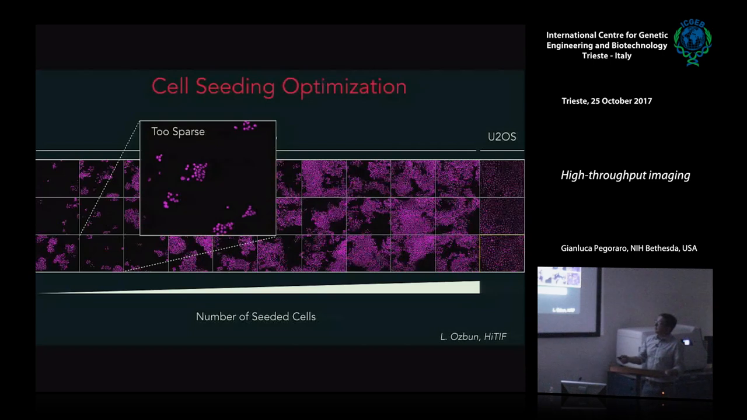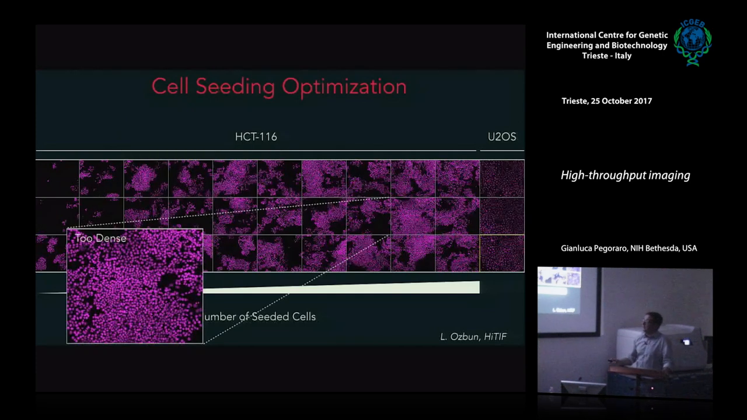For the test cell line, this experimental condition here, magnified here, this is too sparse. We don't have enough cells. Well, we could run an assay this way. We would have to acquire more fields of view per well, and this would imply that the assay would run for a much longer time.